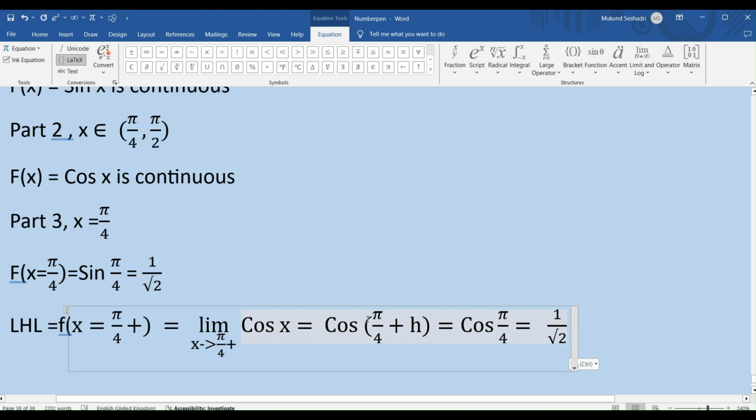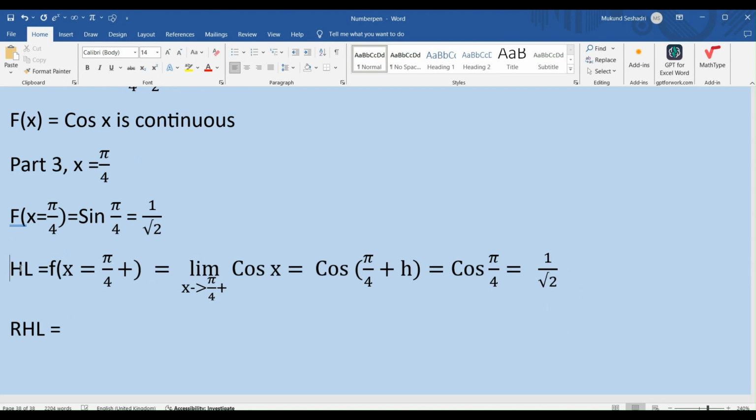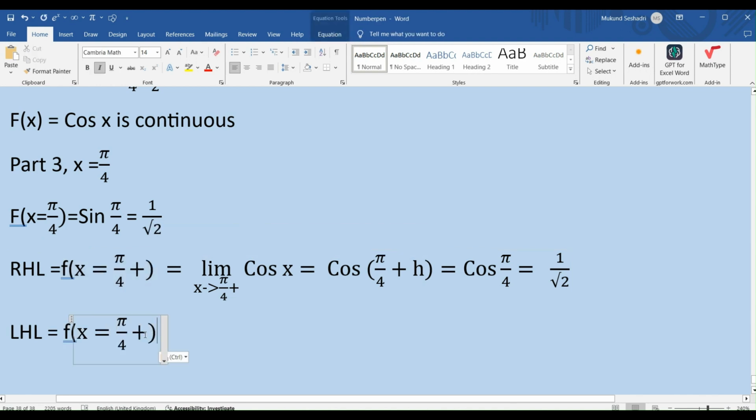And RHL is, let's move to the next step. I'm sorry, this was my RHL, and this is going to be my LHL. I'm sorry, folks. So I have my f of x at pi by 4 minus, right?